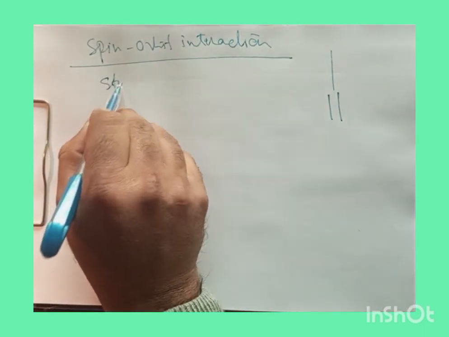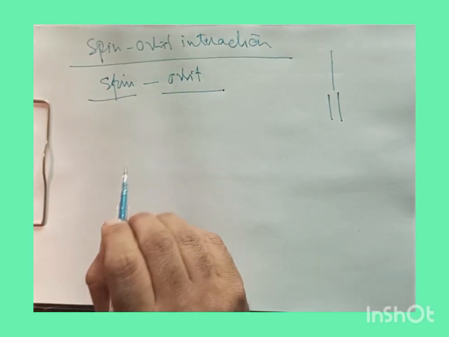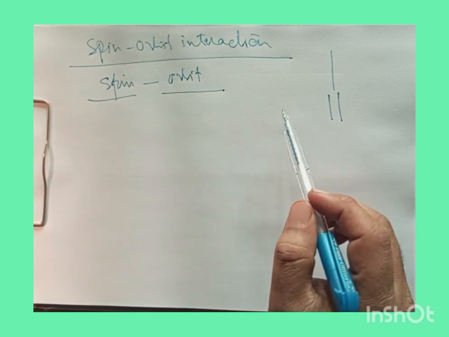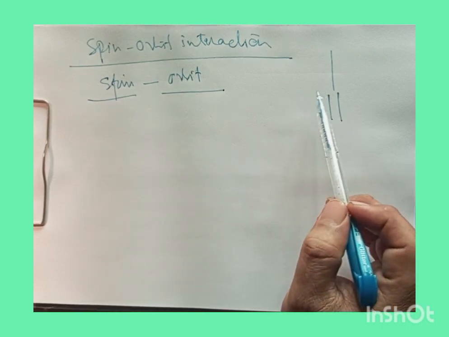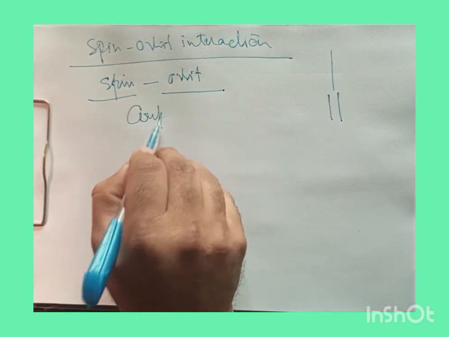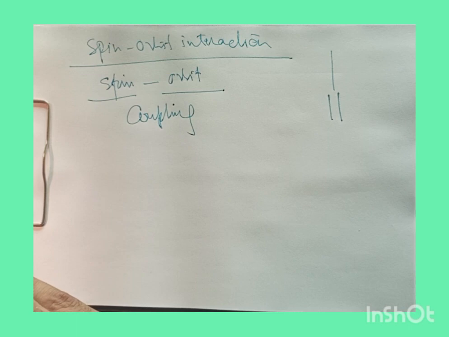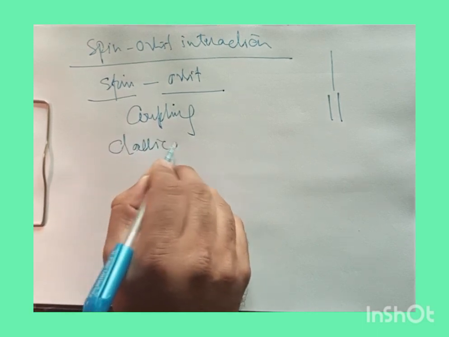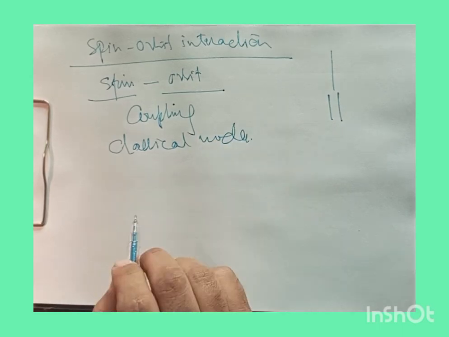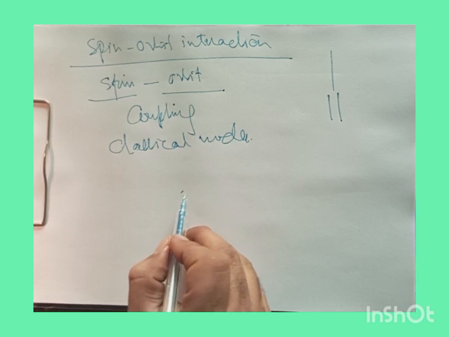Now here what we have is spin orbit interaction, spin and orbit interaction, and this doubling is a result of spin orbit coupling. We call it coupling. There's interaction between the spin of an electron and the orbital motion. Now, spin orbit coupling, we can understand it in terms of the classical model. And what it says is that we have an electron, and this electron is revolving about the nucleus.